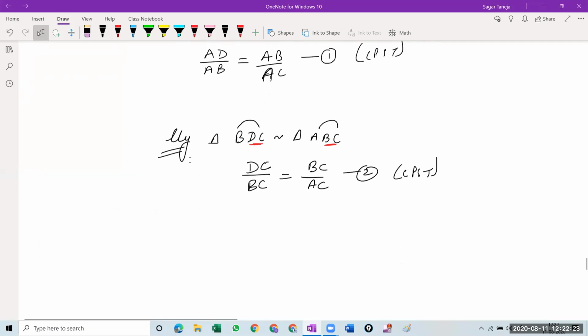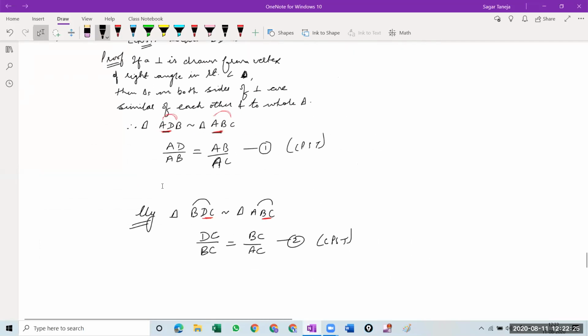Wait a second. I have not written here the one step. Here I have not cross multiplied. You have to cross multiply here.